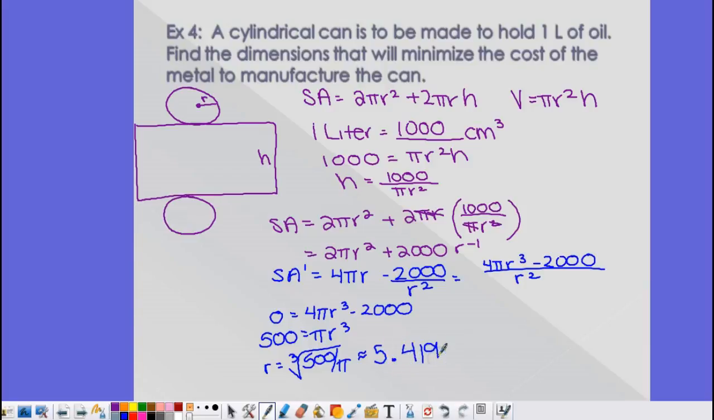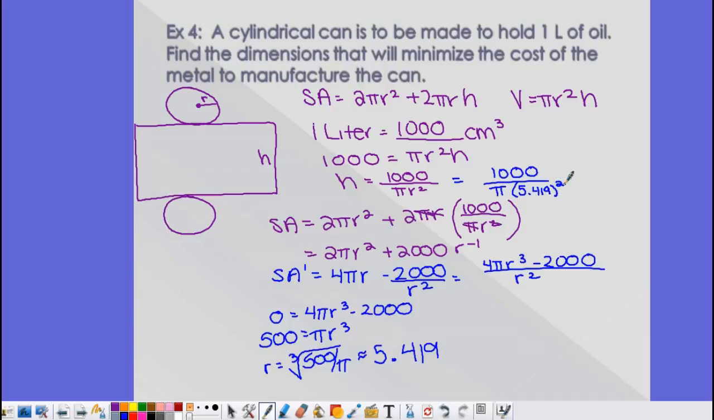You would be concerned that I couldn't actually figure that out. So again, cube root of 500 over pi is 5.419. So again, a radius of 5.419 seems pretty logical. You could verify again that it works. We always want to go back in and find the h value, so you'd have to take 1,000 divided by pi and take 5.419 and square it.